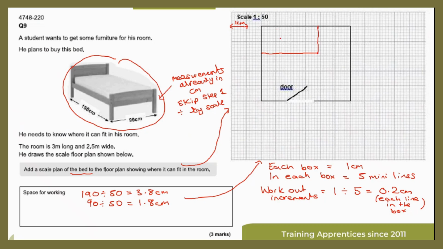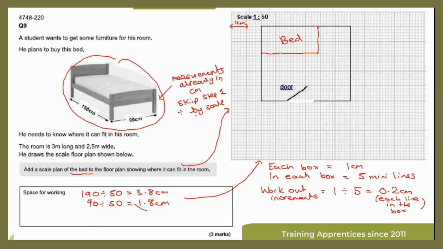Now, what's really important is to understand the question isn't telling you where to put the bed. It's asking you where it can fit in the room. So if you wanted to do it down here, as long as it doesn't cause problems with the door, then any part of where you have put this bed on this graph paper is correct. The important part to get the marks in this question is that you've worked out the measurements and that you've correctly identified where 3.8 and 1.8 is on the graph paper.